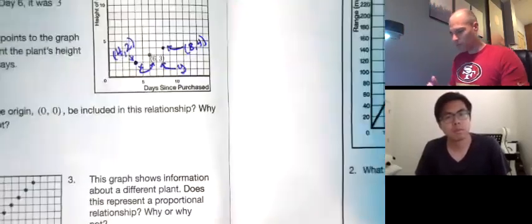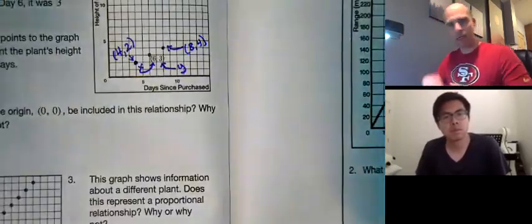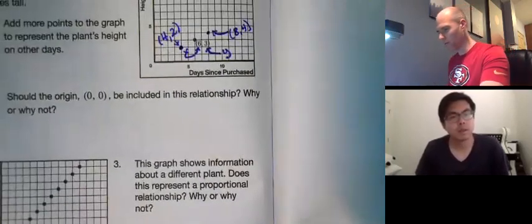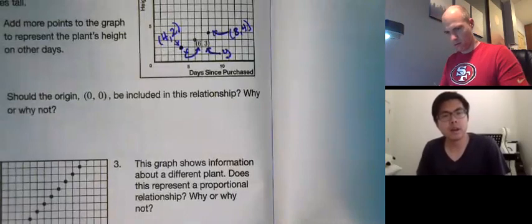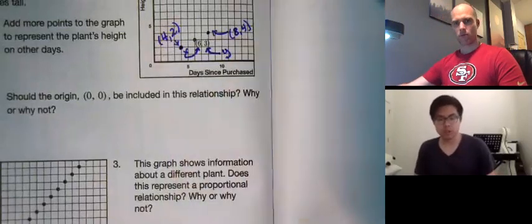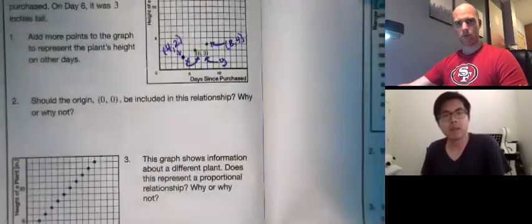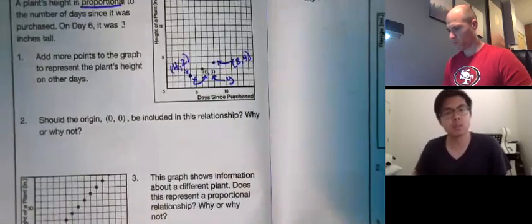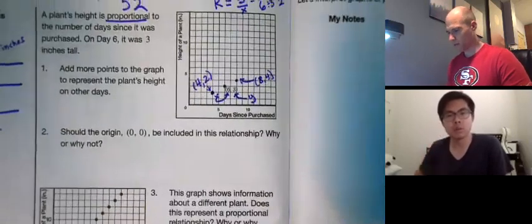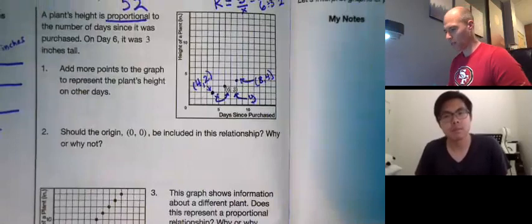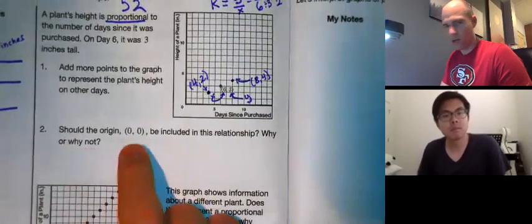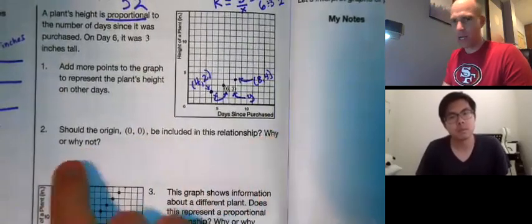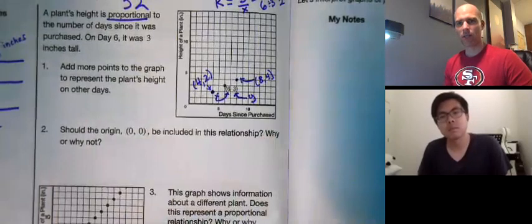All right. So do you think that's enough points that we could connect them and see a line representing this plant's growth, Mr. Wong? Good. I think maybe we should talk about question number 2 right before that, because we have to find the starting place of where this plant first starts in order to draw our line. Is it cool if we do that first? Well, it says, should the origin, also known as 0, 0, be included in this relationship? Why or why not? That's an interesting question.